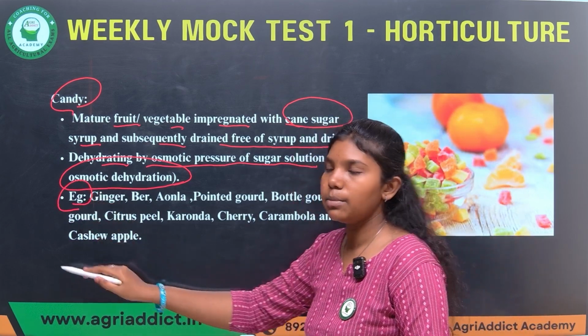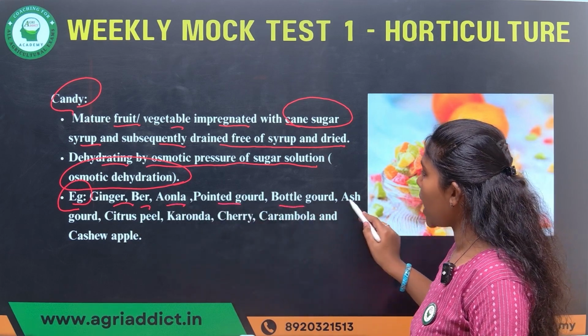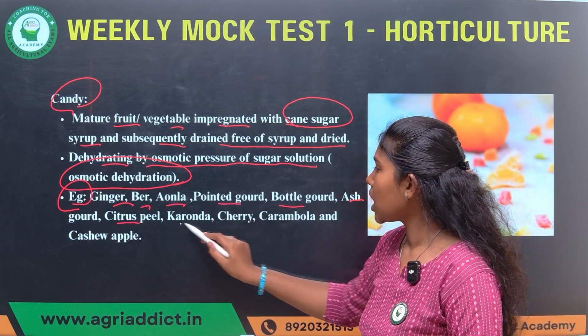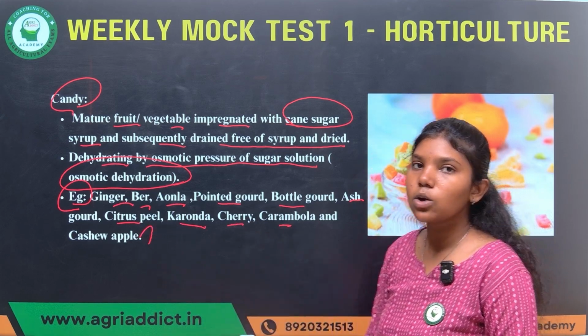Fruits suitable for candy making are ginger, ber, aonla, pointed gourd, bottle gourd, ash gourd, citrus peel, karonda, cherry, carambola and cashew apple. We'll go to the next question.